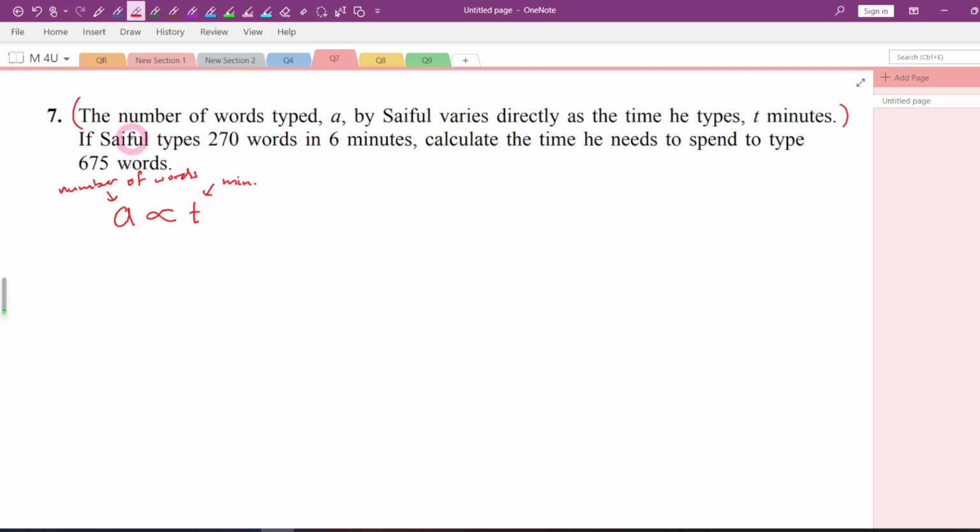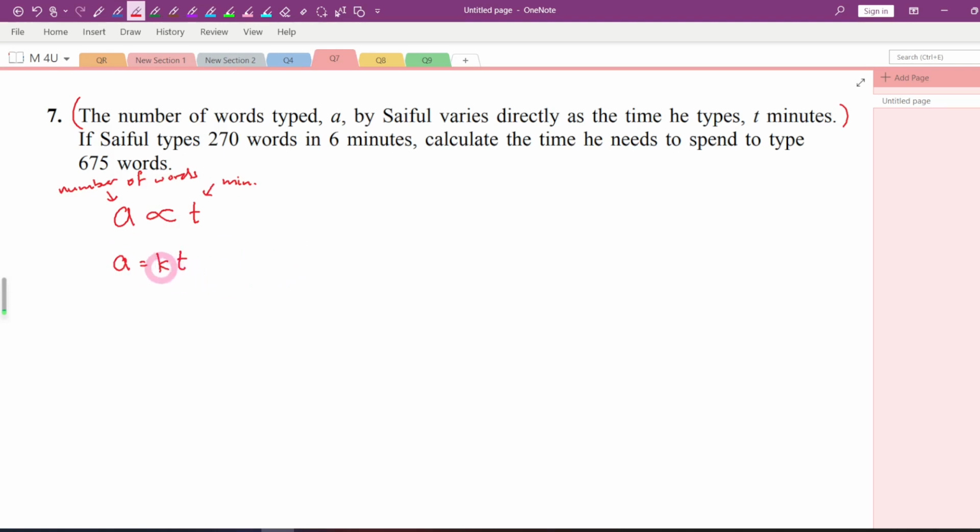If Saifu types 270 words in 6 minutes, it means that when T is equal to 6 and A is equal to 270, calculate the time he needs to spend to type 675 words. So we actually have two ways to solve this type of question. Let me show you the first way first. Now, I change it to equation form. It will be A is equal to KT.